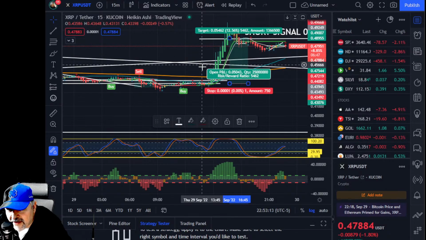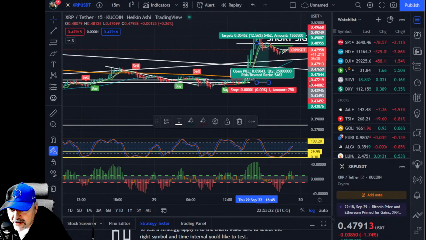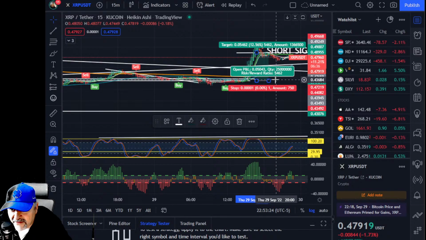And all you're doing is following the indicators on the 15-minute and getting in basically on the proper entry. So rewind this, watch it again so you understand when the entries are. And that is how you make these huge gains.